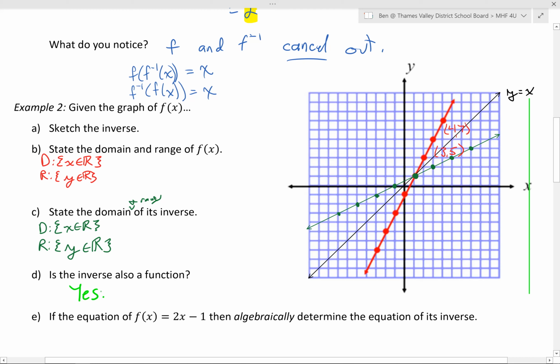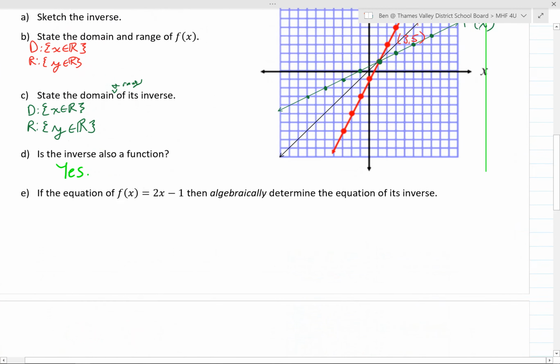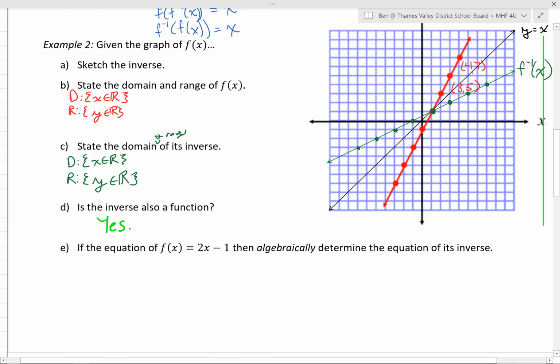If our inverse is also a function, that's what allows us to label our inverse with the notation f negative 1 of x. Okay, and I'm sorry for zooming all over the place. I'll try and figure out how to avoid that in future videos. If the equation of our original function is f of x equals 2x minus 1, then we want to algebraically determine the equation of its inverse.